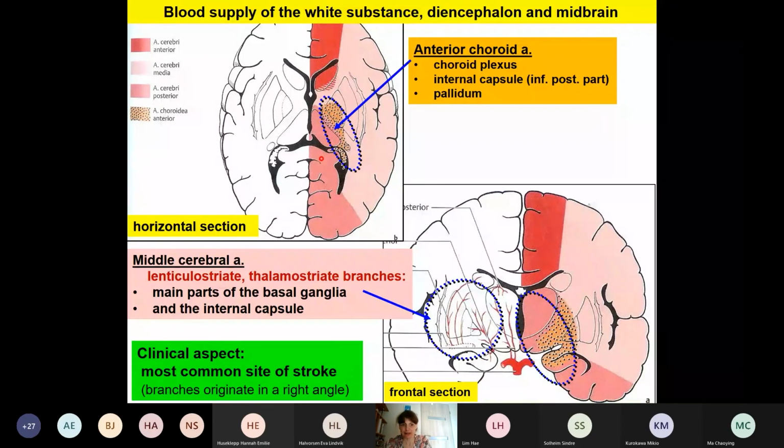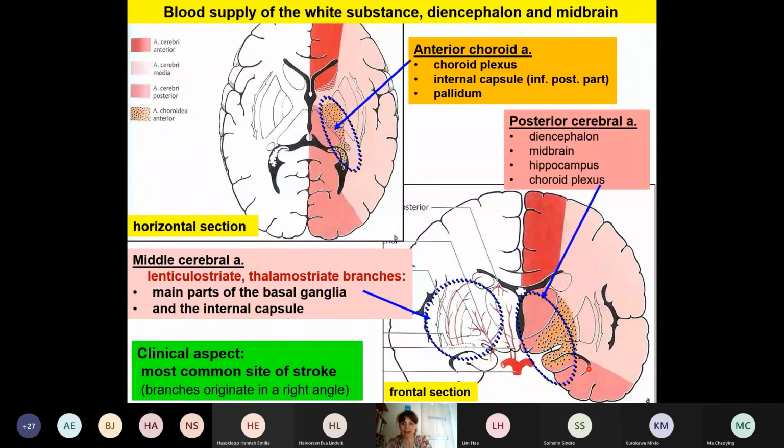And we have a branch of the middle cerebral artery, or it can directly come from the internal carotid, called the anterior choroid artery. This is also an artery which gives branches to the internal capsule and the basal ganglia. The posterior cerebral artery is important in the blood supply of the diencephalon, so thalamus, hypothalamus, and also the hippocampus, and it also gives branches to the choroid plexus, like also the anterior choroid artery. These are the two arteries which supply the choroid plexus. And also the midbrain will be supplied mainly by the posterior cerebral artery.